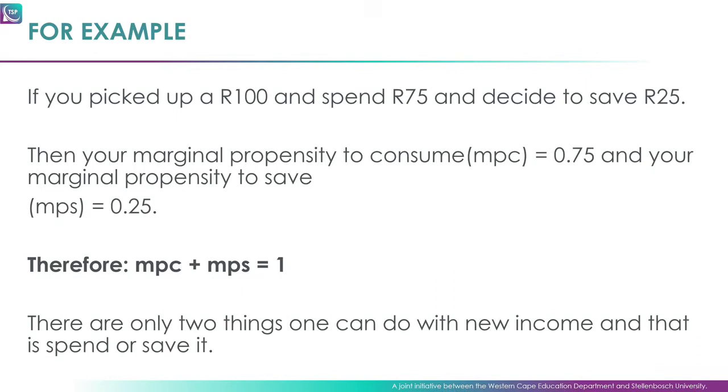Your marginal propensity to consume, the MPC, is then 0.75. How did we get to that? It is 75% of what you have picked up. And your marginal propensity to save is 0.25, which means you've spent 75%, but you've saved 25%. If you look at the money you've received, whatever you have not spent is your savings. Therefore, your MPC plus the MPS equals 1. So your MPC plus MPS equals 1.